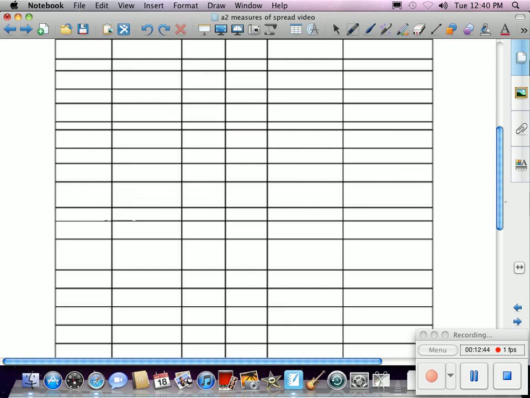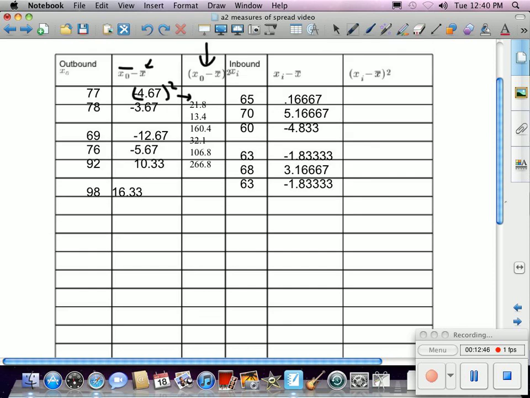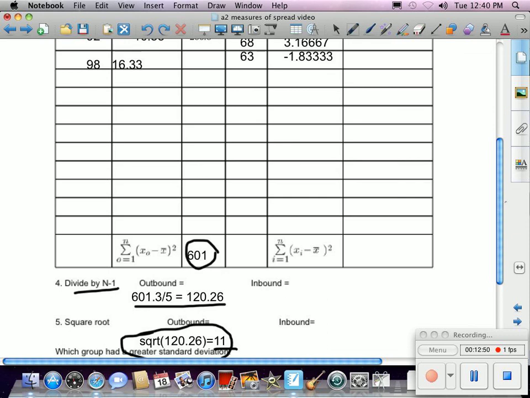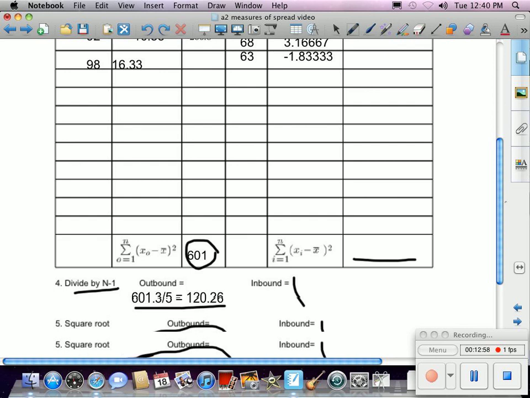Let's go ahead and in this column, why don't you fill in, find the squares of these numbers, then you're going to find the sum and put that sum here, and then you're going to divide by n minus 1 and then take the square root.